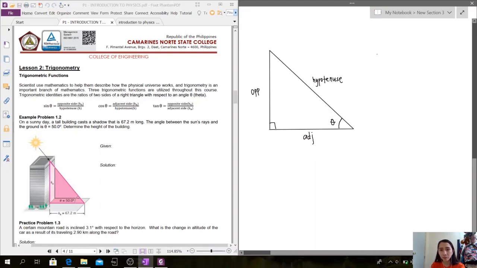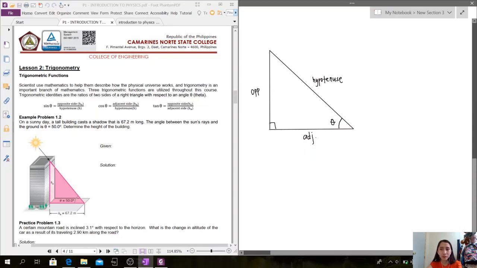So, for the sine function, we have the opposite over the hypotenuse. And for the cosine function, we have the adjacent side over the hypotenuse. And as for the tangent, we have the opposite side over the adjacent side. So, para ma-determine nyo kung alin yung opposite side or yung adjacent side, lagi lang kayong magre-refer dun sa angle in question.